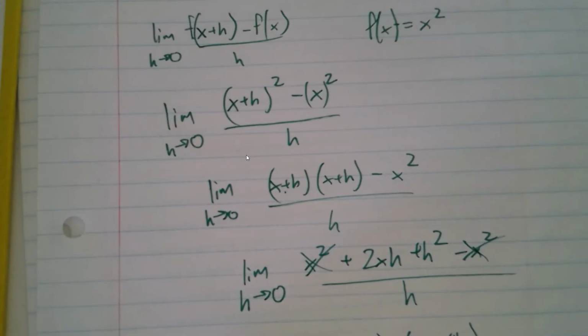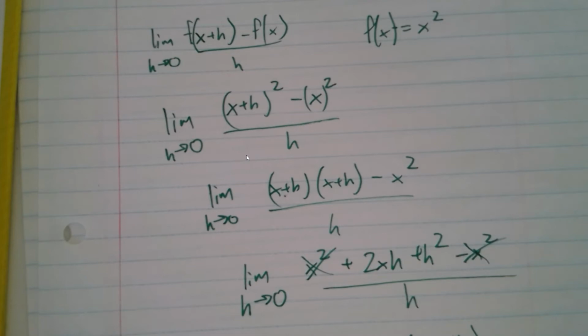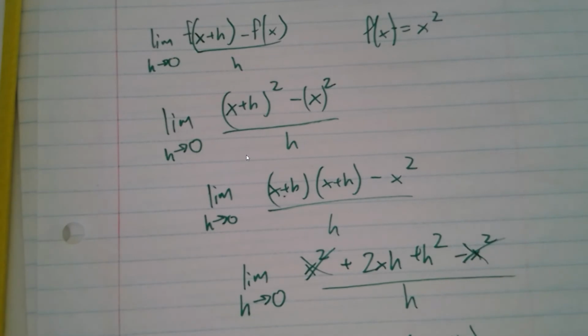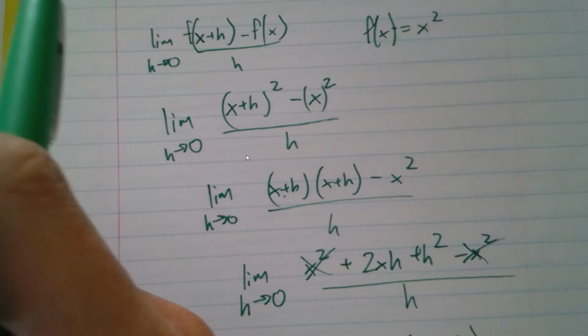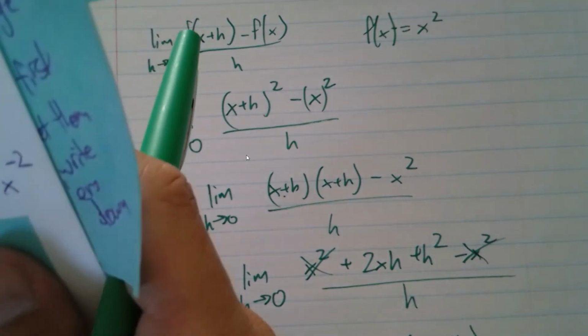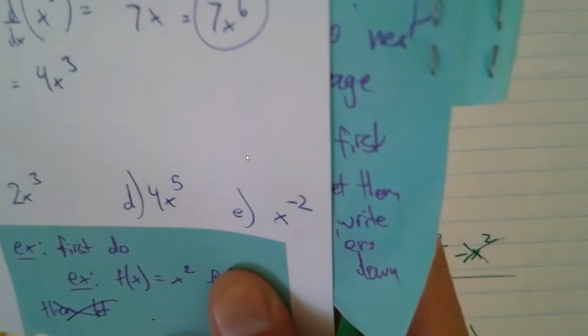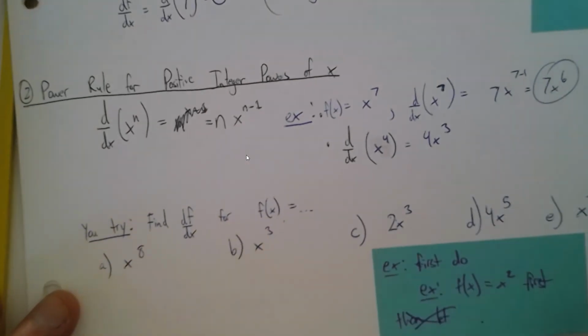Which technique do you guys prefer? The limit of h approaches 0 or this new technique? This new technique. Okay. How about we do some new ones? I'm only going to dare you to do the limit of h approaches 0. If you can get one of these equations under h approaches 0, I will give you extra credit.